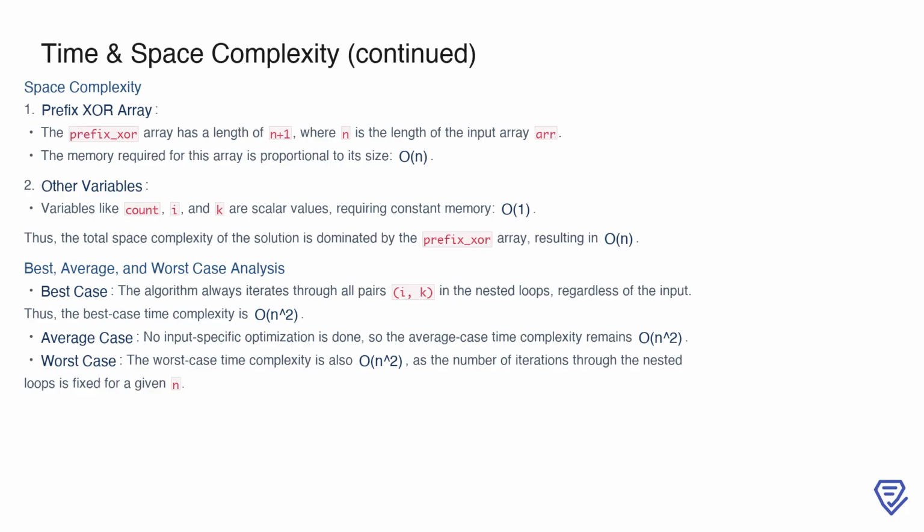When analyzing best, average, and worst-case scenarios, the algorithm consistently iterates through all pairs of indices in the nested loops. This means that irrespective of the input, the time complexity remains O(n²) in all cases. The lack of input-specific optimizations ensures that the best, average, and worst cases all share the same complexity.